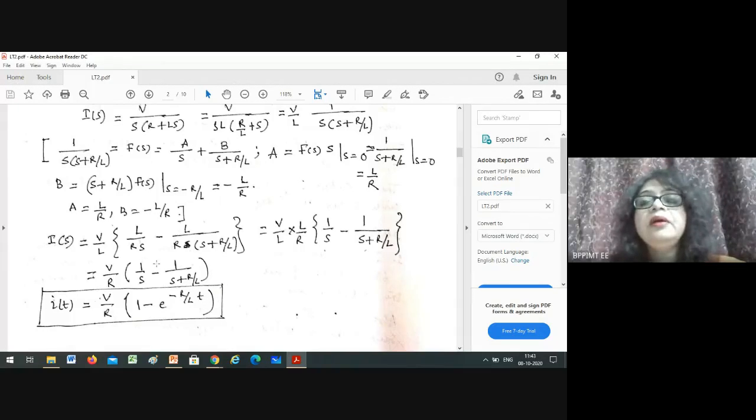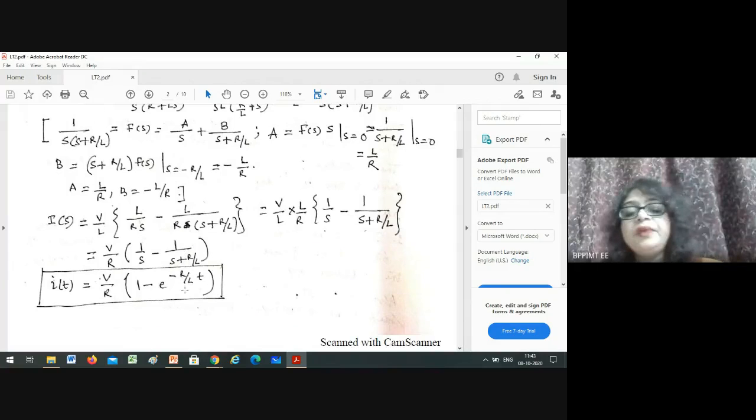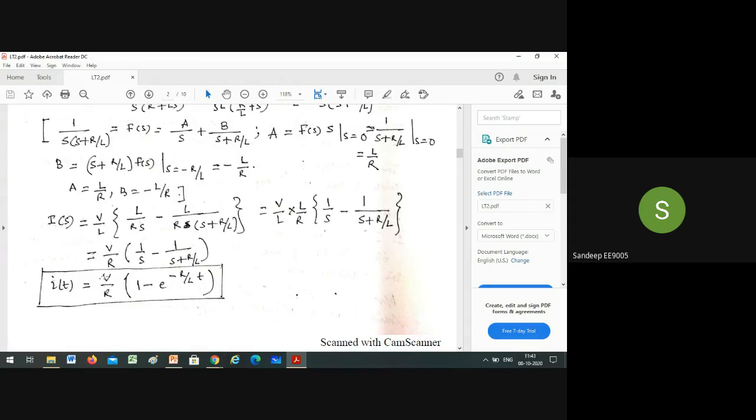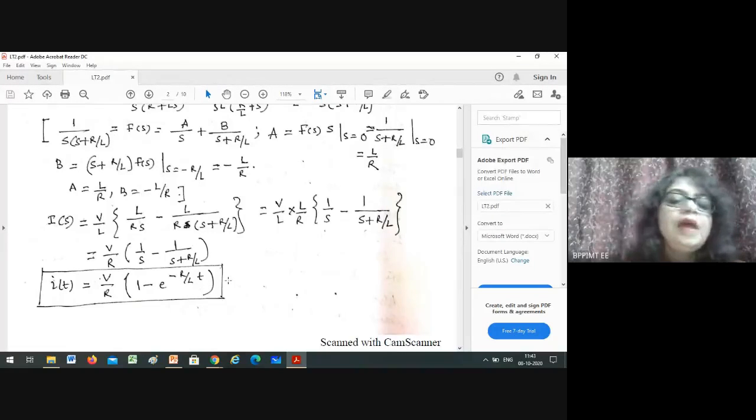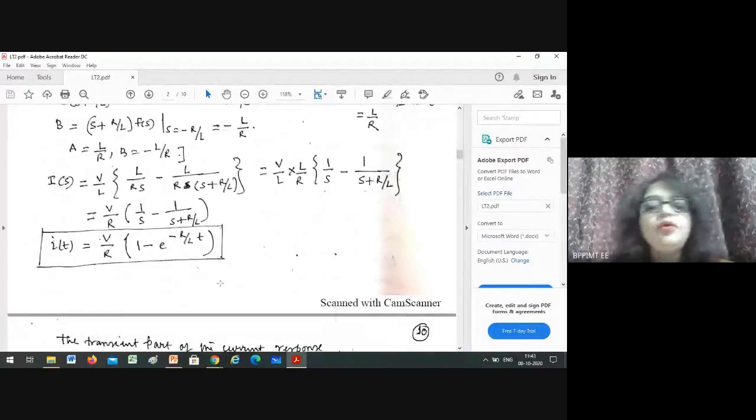In the previous class, I have explained regarding inverse Laplace. Do you remember? Yes, ma'am. Then V by R, ultimately what is the current? I T equal to V by R into 1 minus e to the power minus R by L into T. Up to this, I think it is clear to all of you.